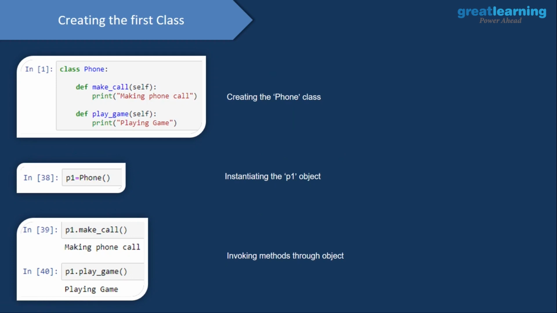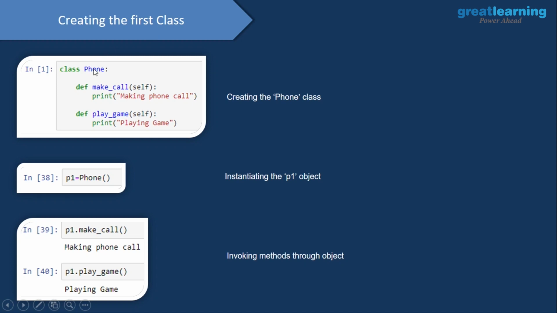Now let's see how we can actually create a class in Python. To create a class in Python, we start off by giving the keyword class. Then we give the name of the class. By convention, you have to remember that the first letter of the name of the class needs to be capital. That is why we have given capital P over here.